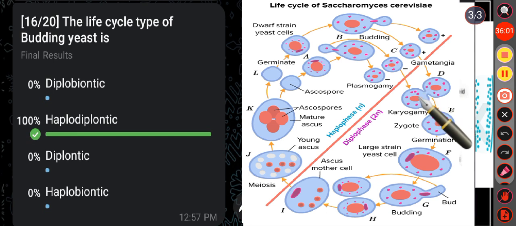Then the haploid dwarf cells of opposite strains function as gametangia and perform gametangial conjugation. It involves plasmogamy, that is the cytoplasmic fusion, and then karyogamy, that is the fusion of the positive and negative strain nuclei. As a result of sexual fusion, a zygote or large yeast cell develops. In a favorable period, the large diploid yeast cell directly acts as an ascus and divides by meiosis to form 4 haploid ascospores. The ascospores upon liberation form a number of haploid dwarf cells of opposite strains by budding.